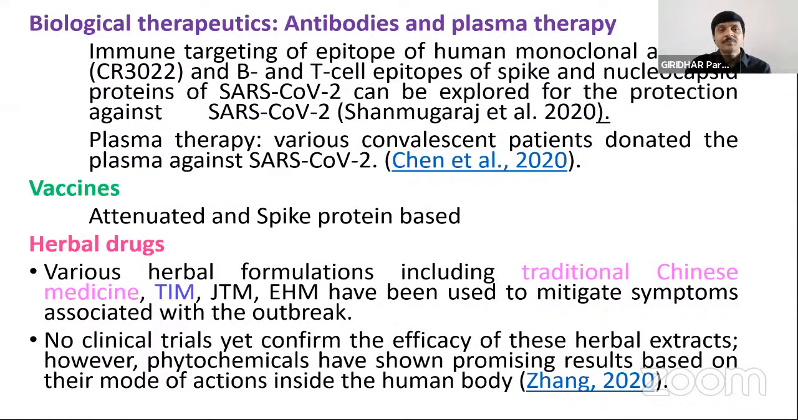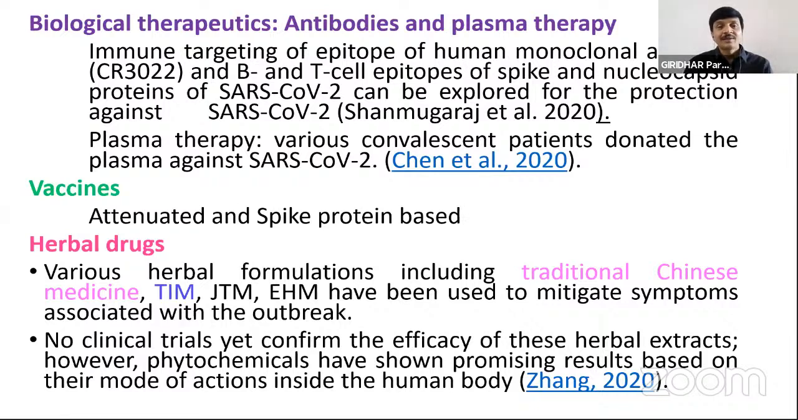Apart from this, the next possible therapy is biological therapies. That's called therapeutics, especially the antibodies and plasma therapy. We might have seen this especially in COVID wave one. The antibodies and plasma therapy were somewhat successful, but because of the Delta variant, the second subsequent wave, plasma therapy became useless. Similarly, then the vaccinations. Of course, now everybody knows about vaccines, and many of you have already taken them. They are generally attenuated vaccines like Covaxin, or spike protein-based vaccines like Covishield, Pfizer, Moderna, Sputnik, like this.